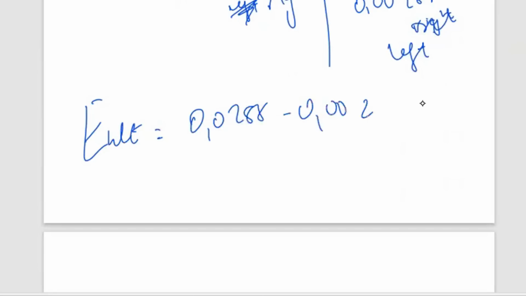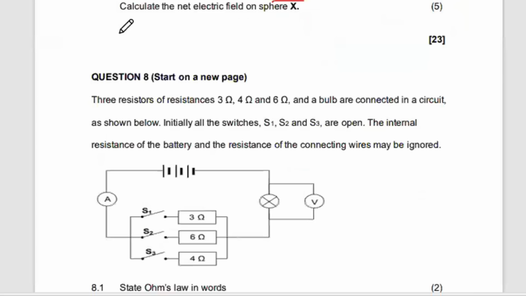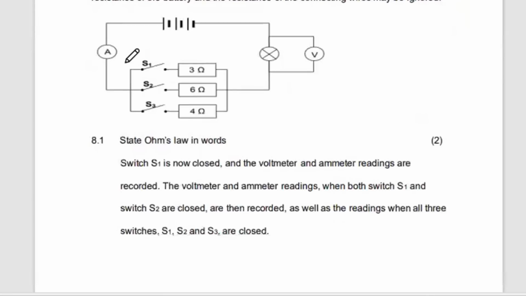So then the net is going to be 0.0288 minus 0.0028. Subtracting that, I get 0.026 newton per coulomb. Write it as 2.6 times 10 to the negative 2 newton per coulomb. All right, so that is how question 7 would have been approached.